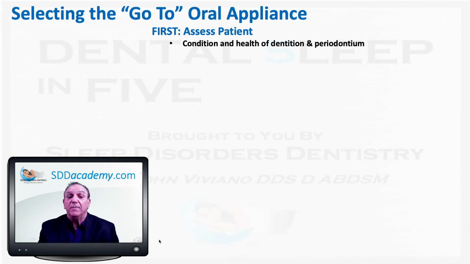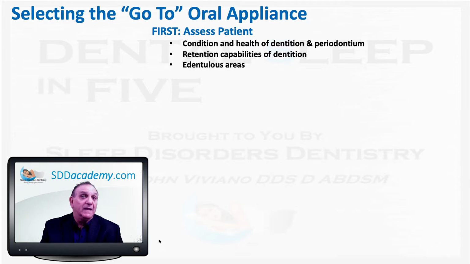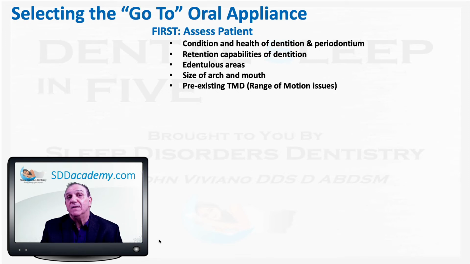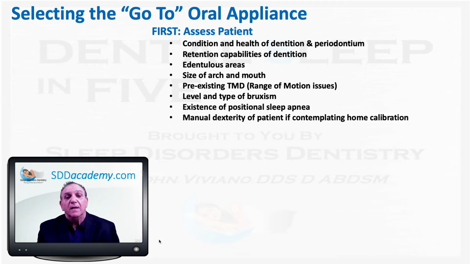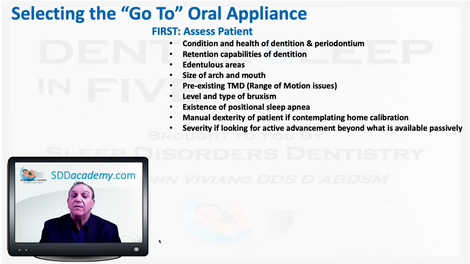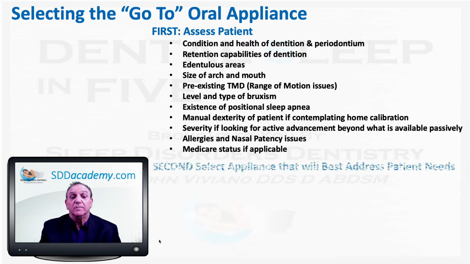First, assess the patient: condition and health of the dentition and periodontium, retention capabilities of the dentition, edentulous areas, size of the arch and the mouth, pre-existing TMD, range of motion issues, level and type of bruxism, existence of positional sleep apnea, manual dexterity of the patient if contemplating home calibration, severity if looking for active advancement beyond what is available passively, allergies and nasal patency issues, and Medicare status if applicable.